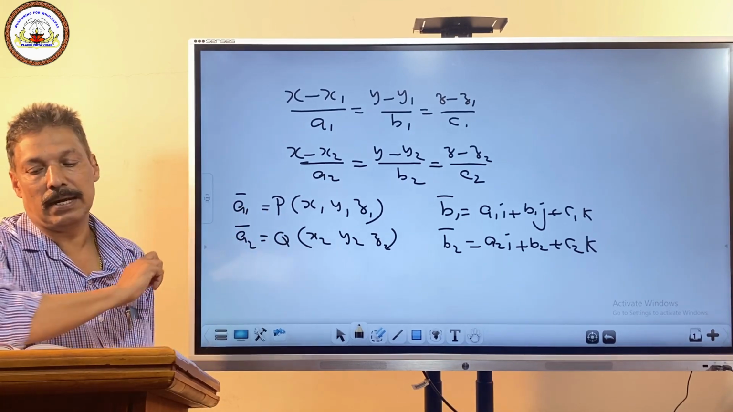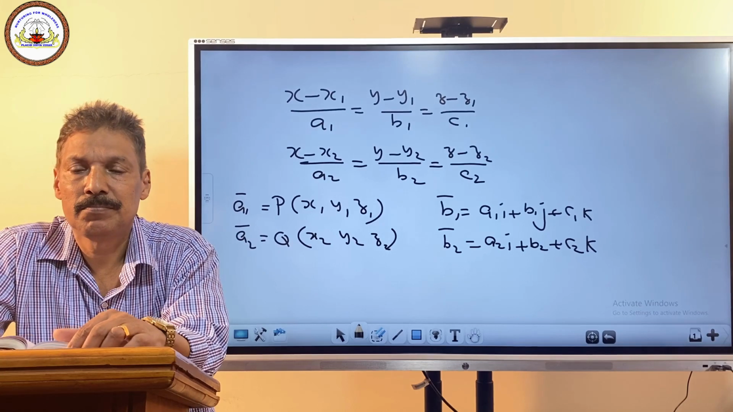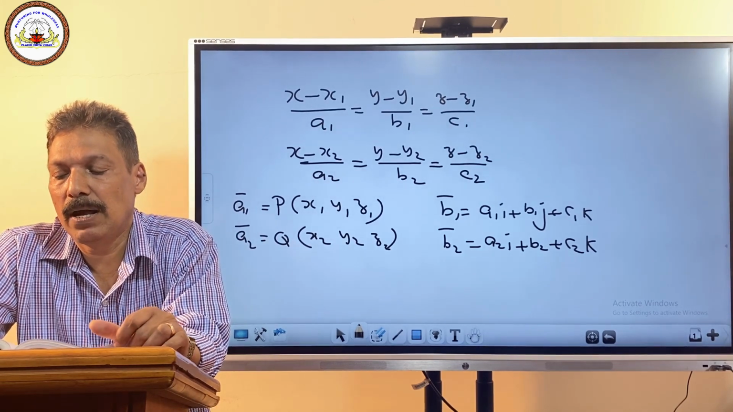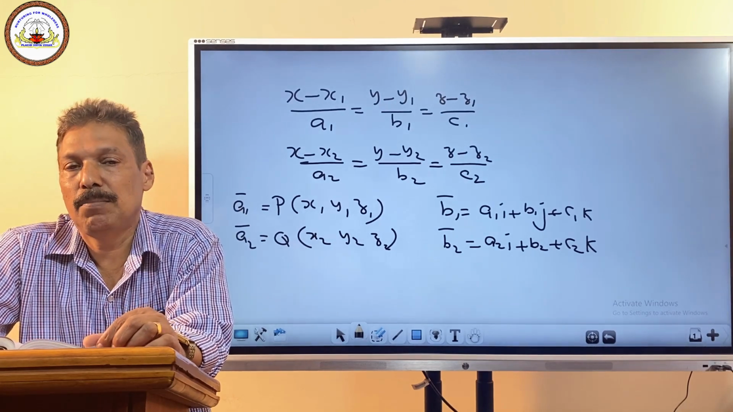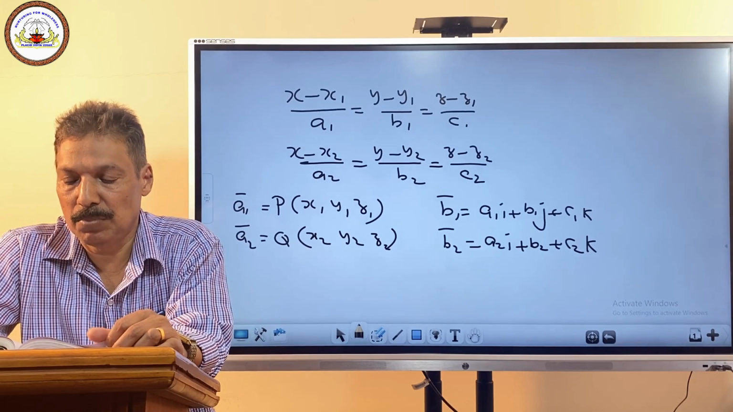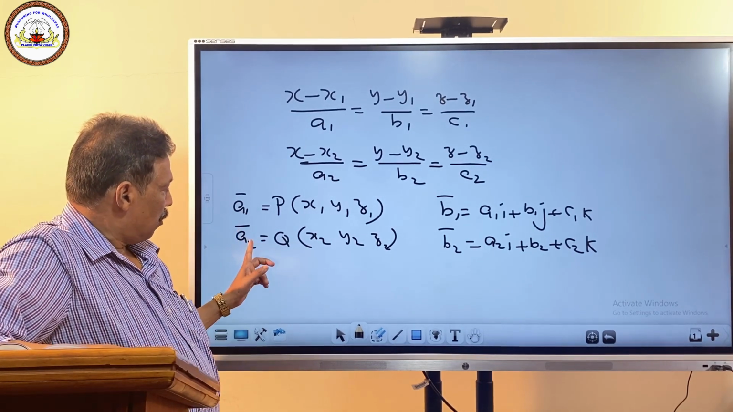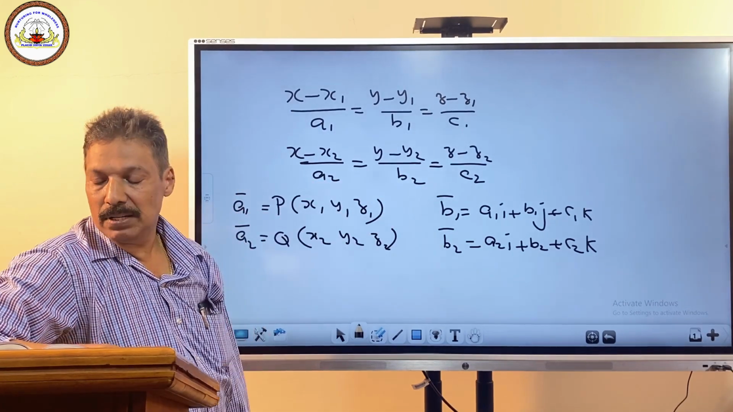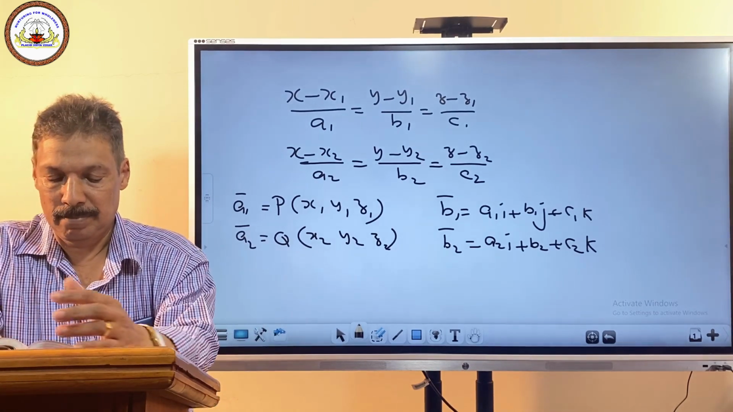We can use the same concept and find the shortest distance between the skew lines using the formula b1 cross b2 dot a2 minus a1 divided by mod b1 cross b2. First of all we find a2 minus a1, and also b1 cross b2. Then applying our previous formula, we have the shortest distance between them.